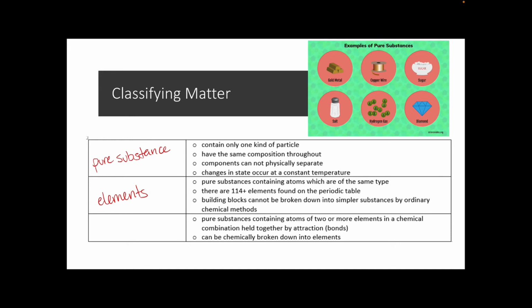Finally, we have our pure substances containing atoms of two or more elements in a chemical combination held together by attraction or bonds, and these can be chemically broken down into elements. Take a second, what do we think? This would be our compound. And again, an example is water. It's hydrogen and oxygen together, individual elements.